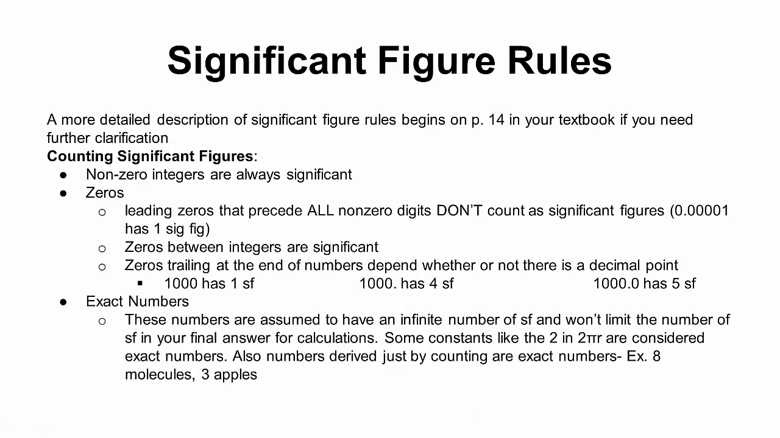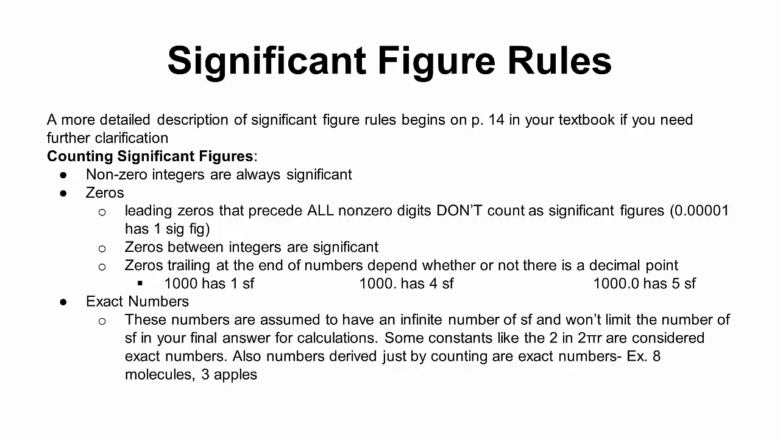When counting significant figures, there are a lot of rules. If our explanation isn't as thorough as you would like, page 14 in your textbook has slightly more information. When counting sig figs, non-zero integers are always significant. Zeros are not quite as easy. Leading zeros that precede all non-zero digits don't count as sig figs.